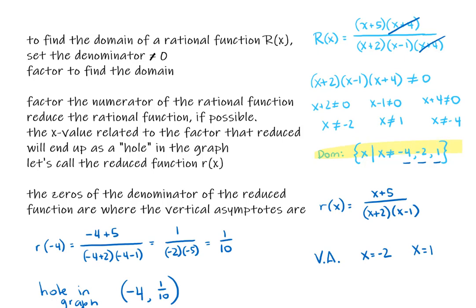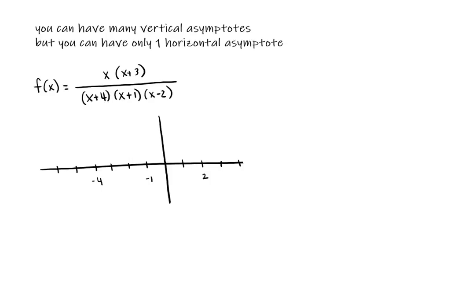Our domain has 3 holes in it. 2 of those holes in the domain become vertical asymptotes with the equation x equals, and then the third one became a hole in the graph. Now you can have many vertical asymptotes, but you can only have one horizontal asymptote.